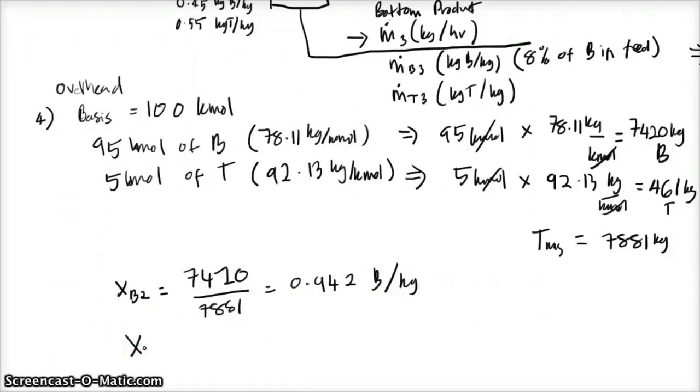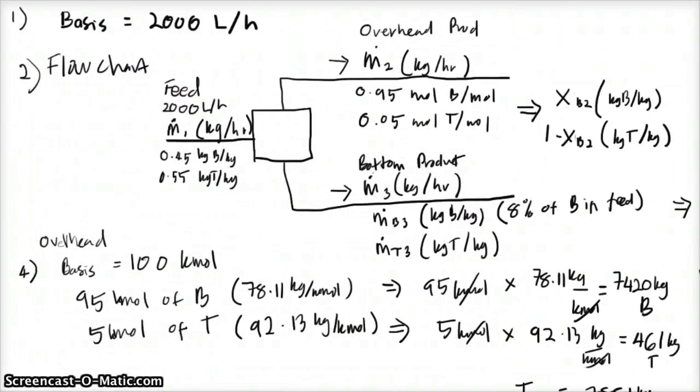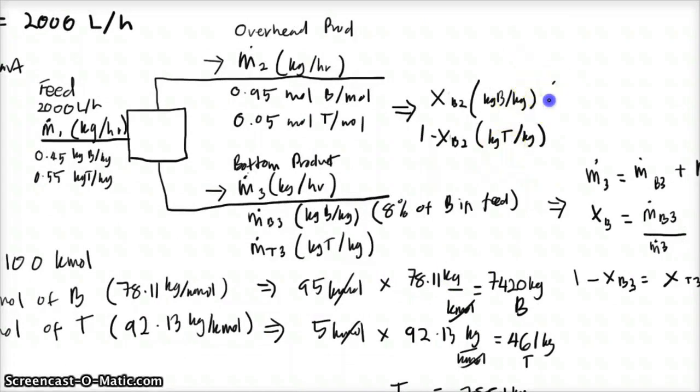while for the X toluene 2 is 1 minus XB2. So 1 minus this, you get the value. So you can write this in here. So the value is 0.942, and this one is 1 minus 0.942. Alright.